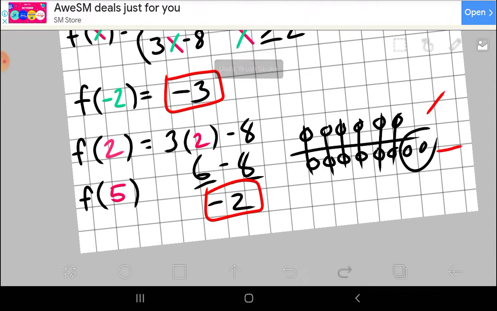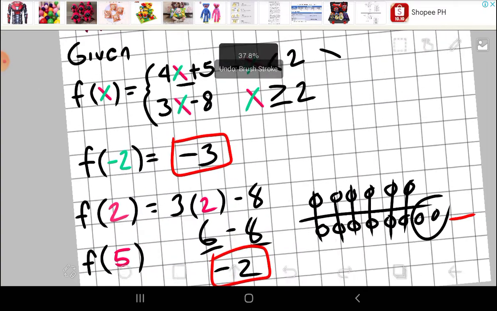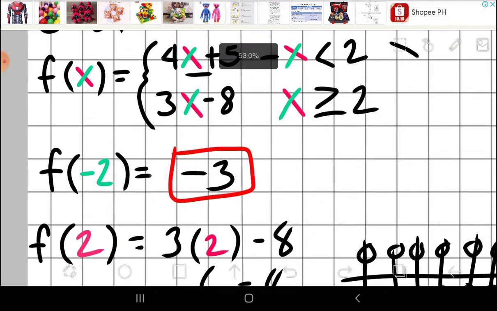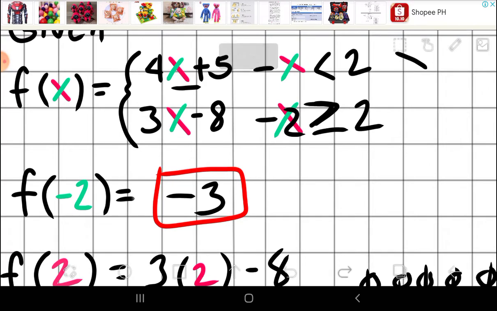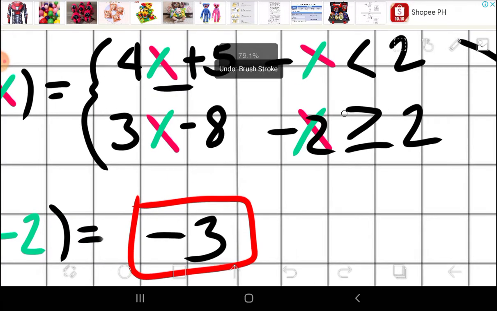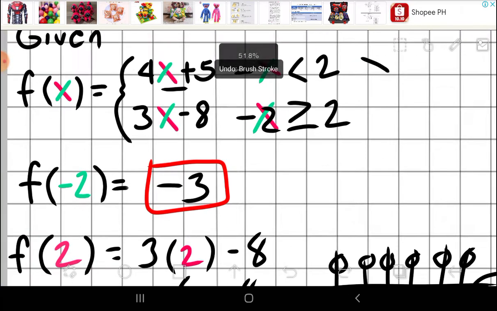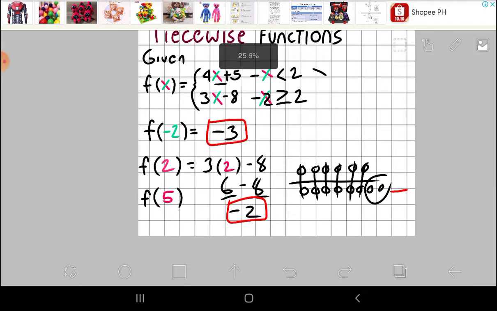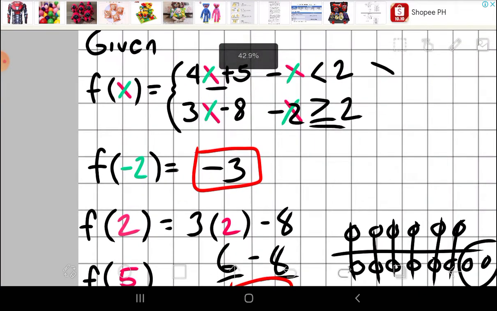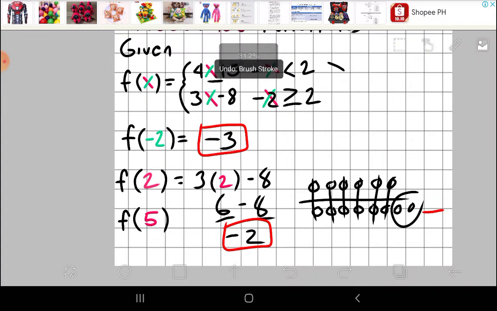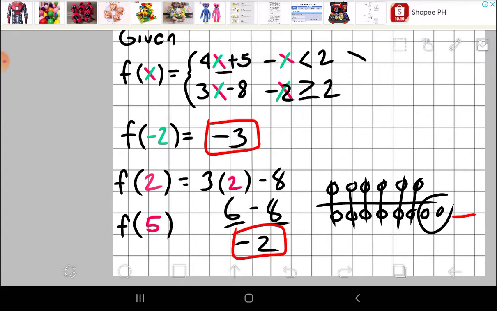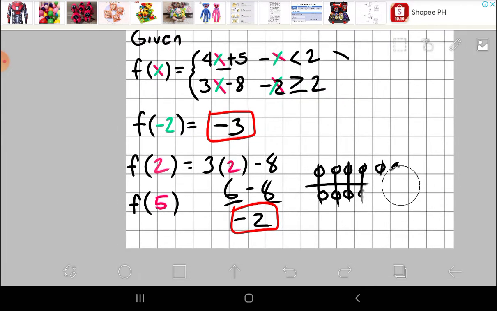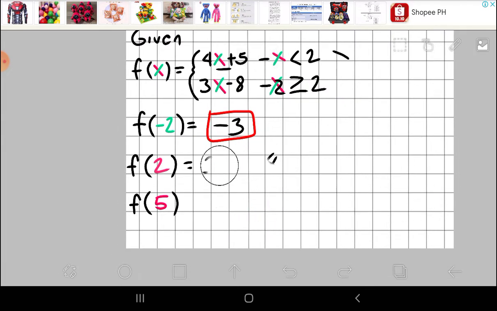Negative is bottom, positive is in the top. So let's check if it's true. Is negative 2 more than or equal to 2? That's right. It's not equal. It's not more. So that's not the answer. So let's try to use this equation.